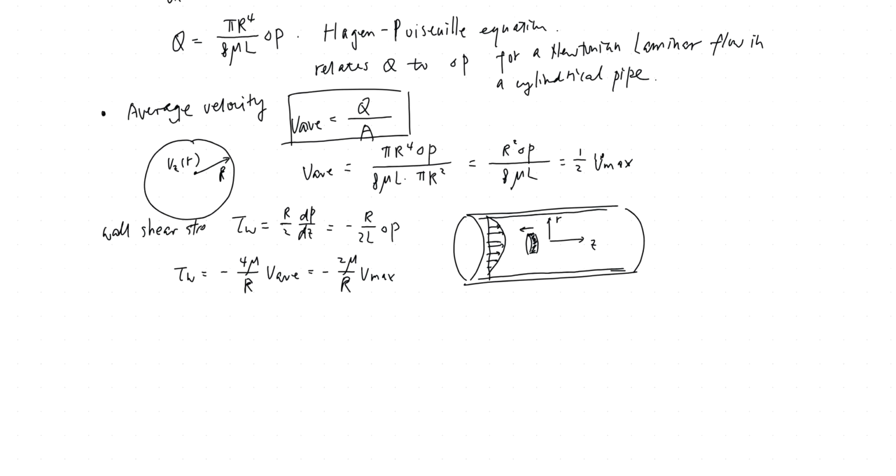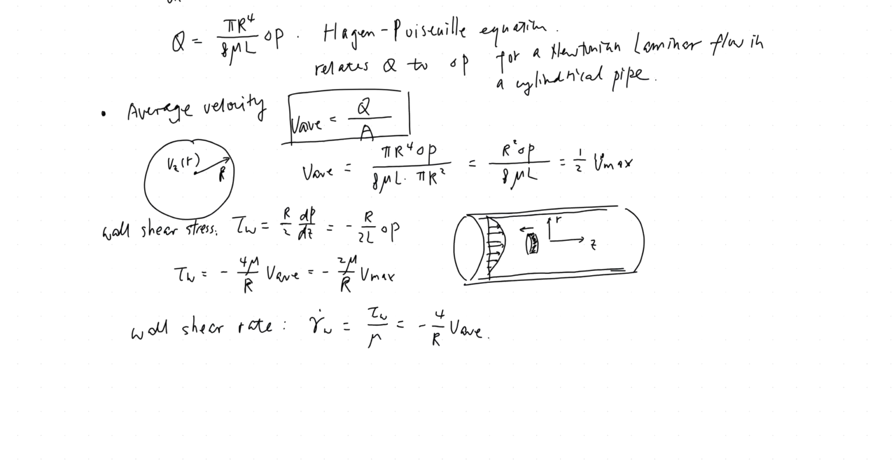And if you ask what is wall shear rate, gamma dot W. To find this, you use the Newtonian constitutive relation. It means if tau is mu multiplied by gamma dot, then gamma dot is tau divided by mu. So now you know it's minus 4 divided by r, the average. Again, this is only valid for a cylindrical pipe. Don't apply it to other pipes. It doesn't work in that way.